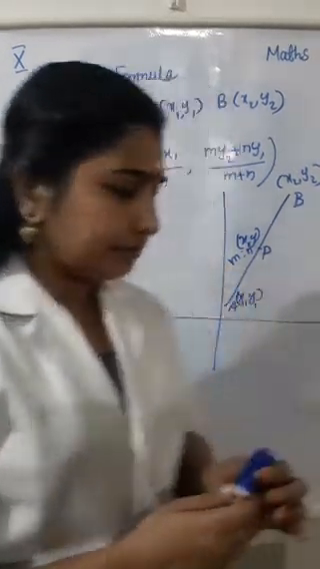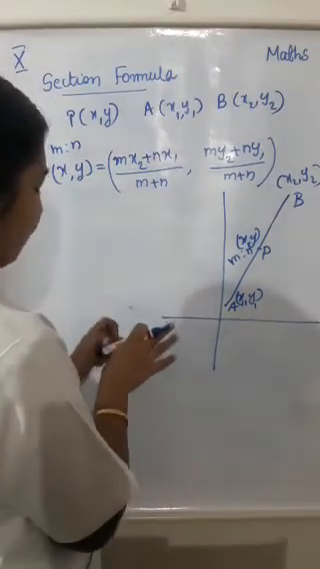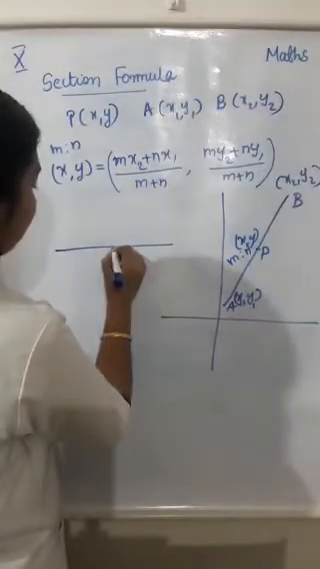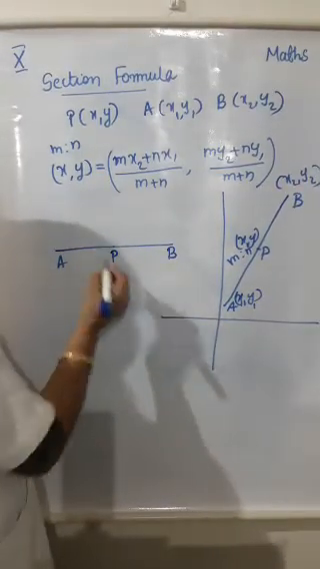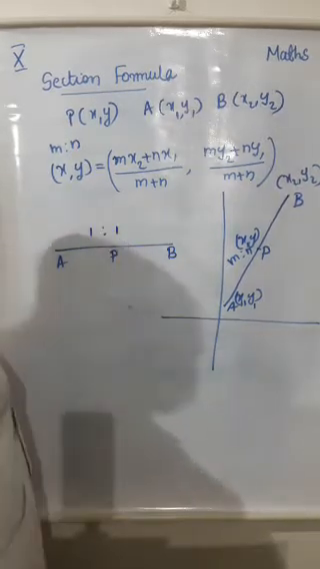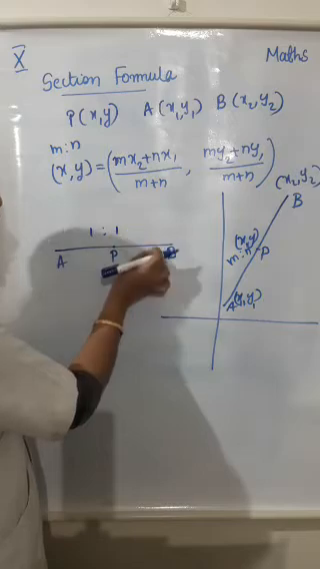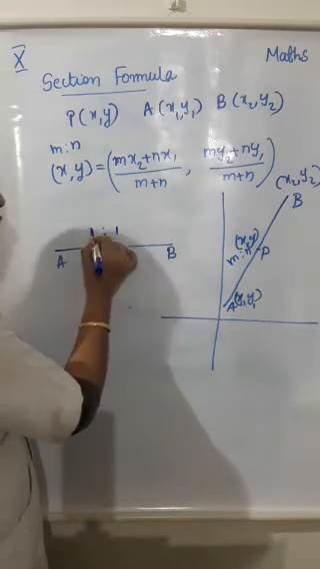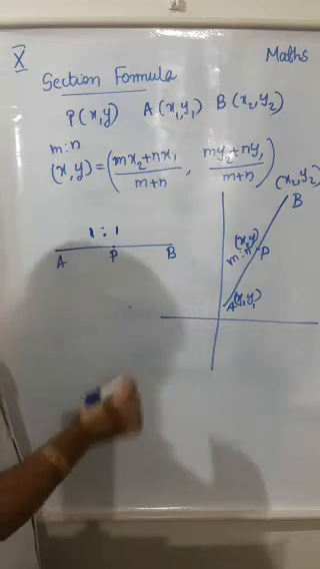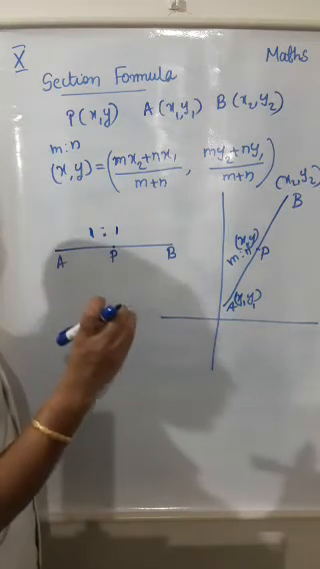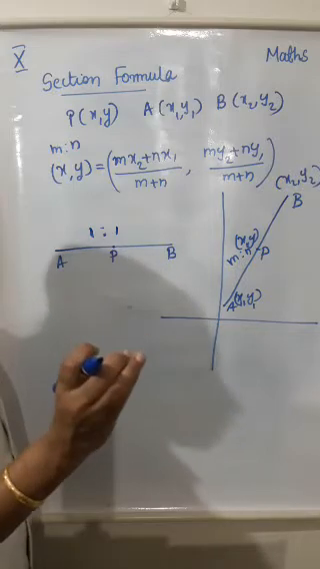Then if the point P divides the line segment AB in the equal ratio, the ratio is 1:1. The point P divides the line segment internally in the ratio 1:1. Equal ratio means 1:1. Then the point P is the midpoint of AB.